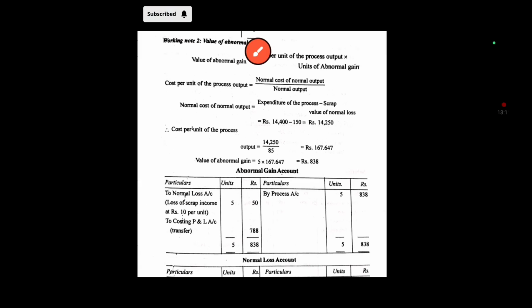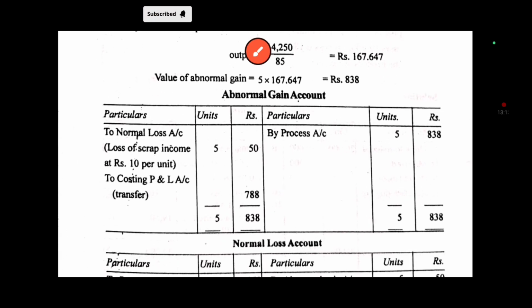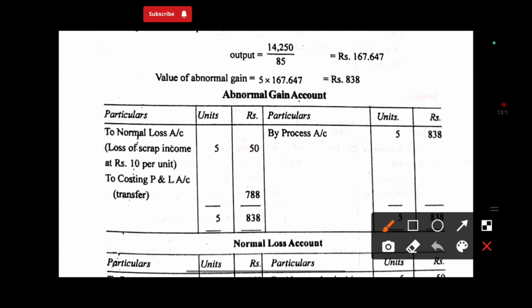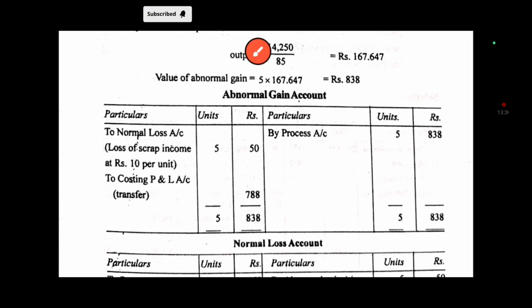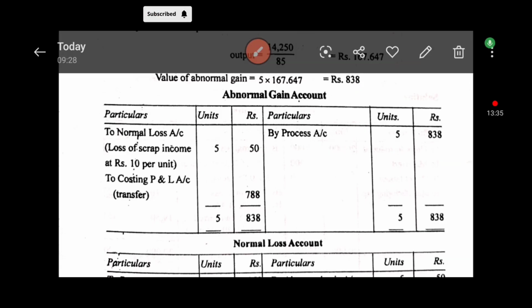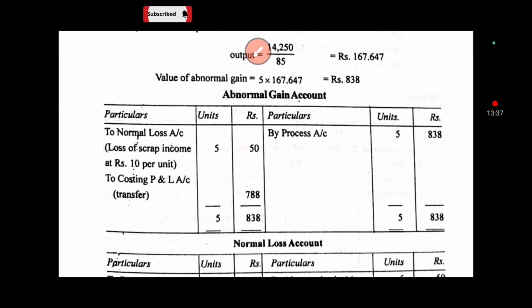As per that format, now we are preparing the abnormal gain account separately. It is to be transferred from the process 1 account. So for that you are going to write by process 1 account. That value 5 units and 838 rupees is entered. So look at here, abnormal gain is 5 units valued at the cost of 830 rupees.